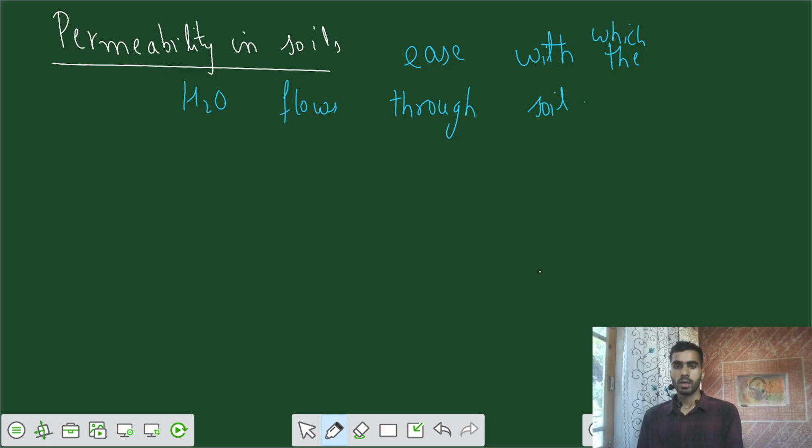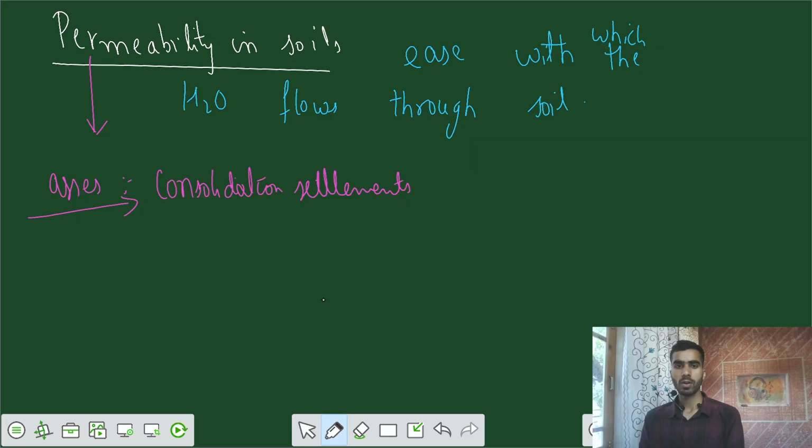Now, the knowledge of permeability helps us to assess the different properties of soil. It helps us to assess the consolidation of soils, how much consolidation of soils. So we can write consolidation settlements of soils. On the soil we would be having buildings, so I would say what is the settlement of buildings.